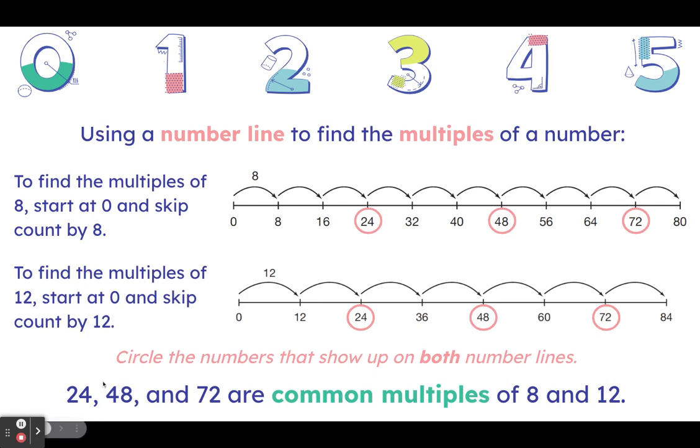Now remember our trick. We can double check by dividing each one of these numbers that we believe are common multiples by both 8 and 12. And if we get a whole number as an answer without a remainder, then we know that they are indeed common multiples. If we use 24 as an example, 24 divided by 8 equals 3 with no remainder. 24 divided by 12 equals 2 with no remainder. So it is indeed a common multiple of both 8 and 12.